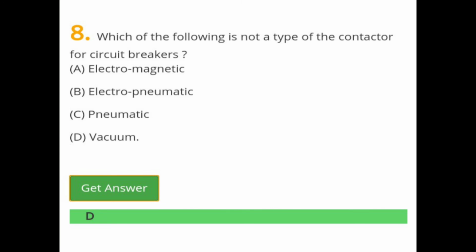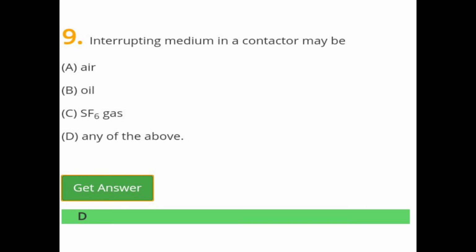Which of the following is not a type of contactor for circuit breaker? Electromagnetic, electropneumatic, pneumatic, vacuum. So the correct answer is option D, vacuum. Interrupting medium in a contactor may be air, oil, SF6 gas or any of the above. So the correct answer is any of the above, means air, oil, SF6 gas are the interrupting medium in a contactor.